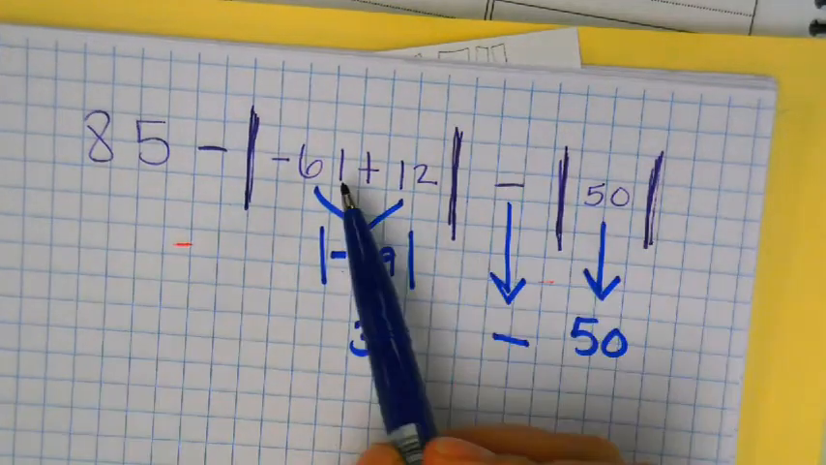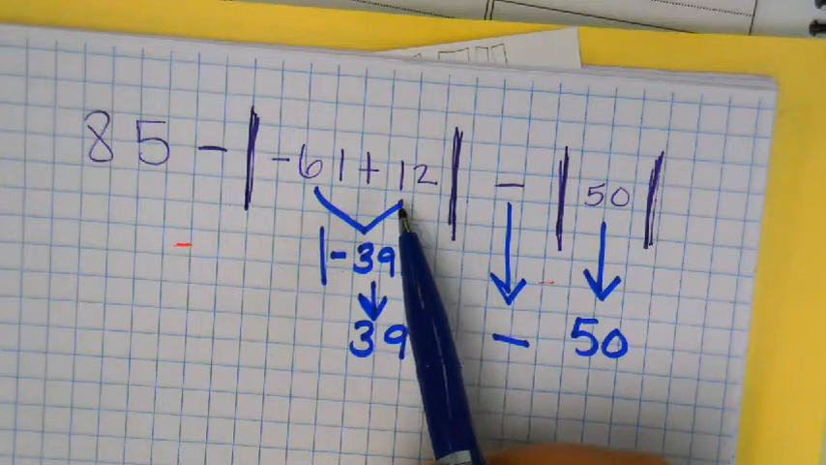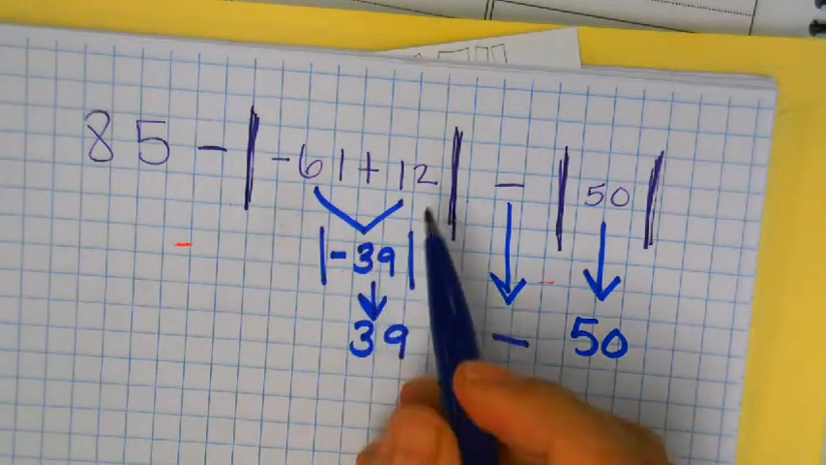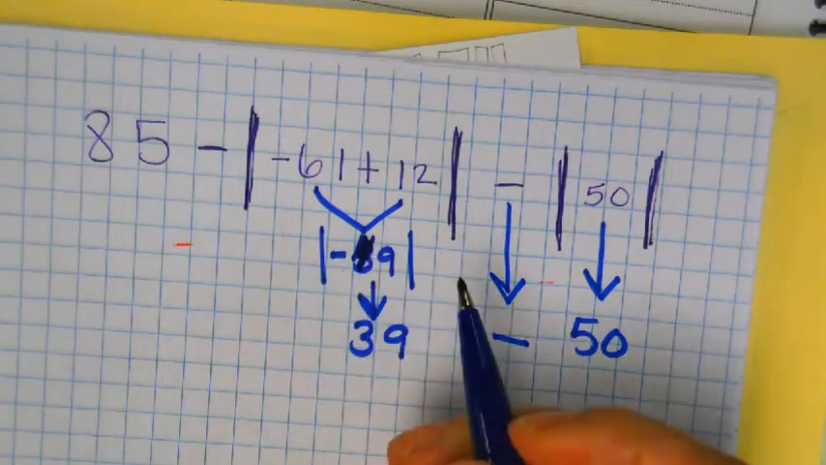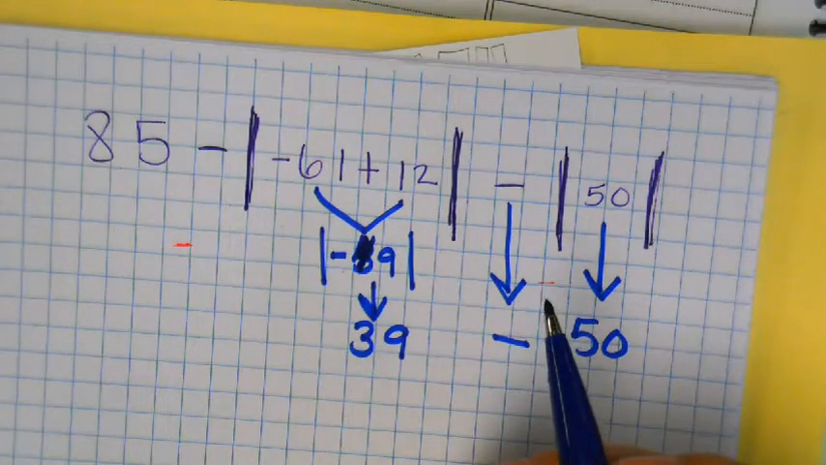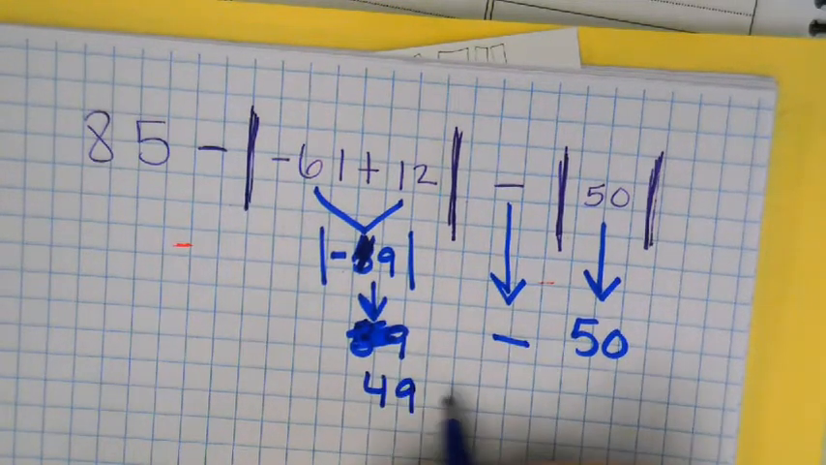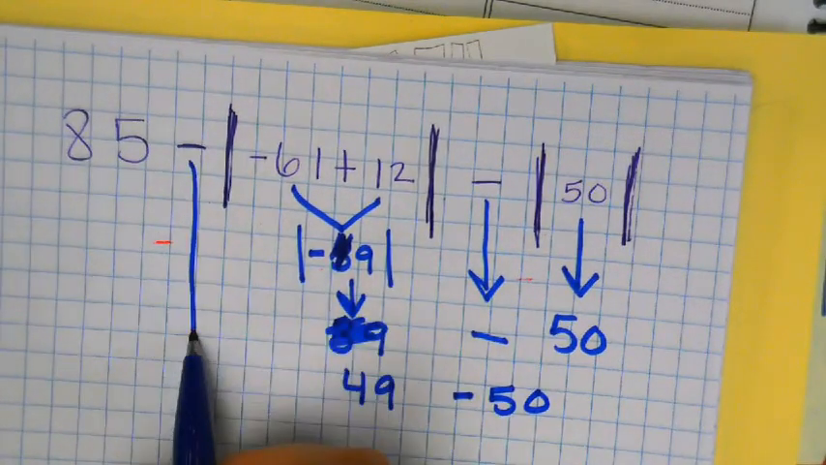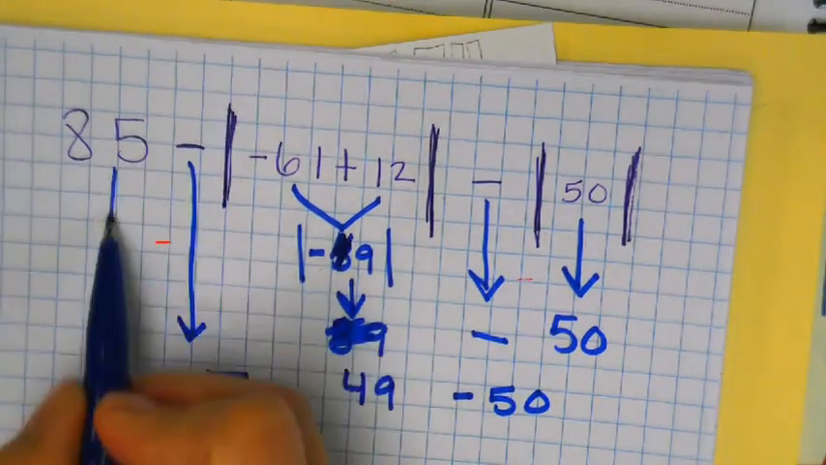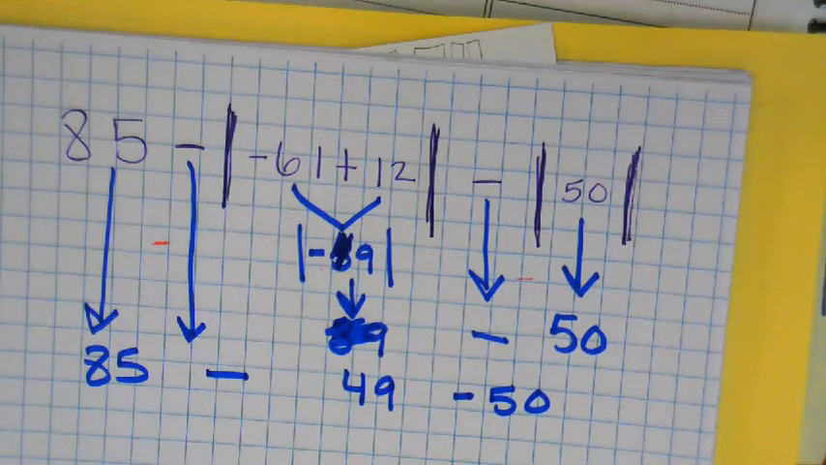Because you have more negatives than you do positives? Oh, sorry. I heard 39 over here, so I just went with it. Oh, okay. Alright, we'll go with 49. I just went with what I thought I heard. Subtraction, bring it down, and then bring down the 85. Okay? We're okay? Sorry about that.